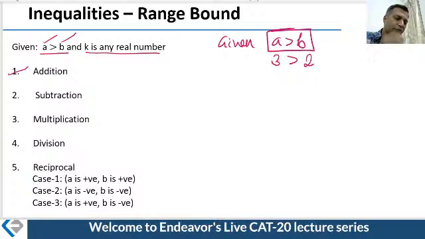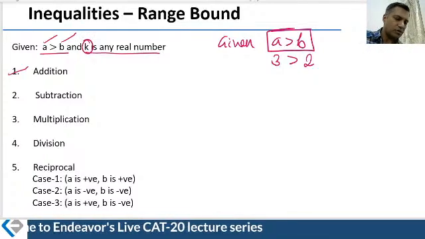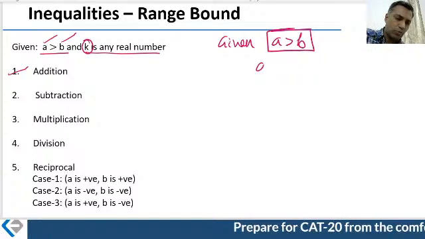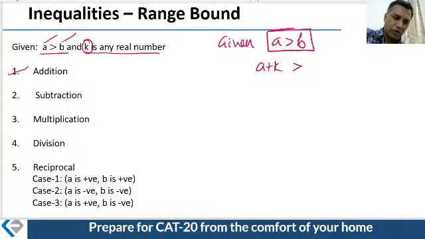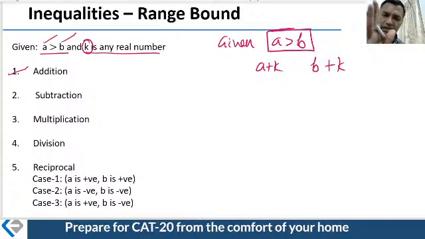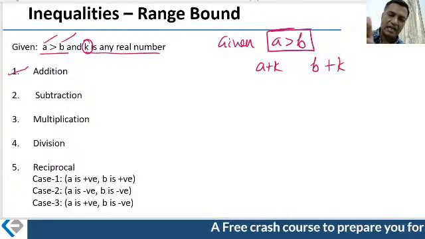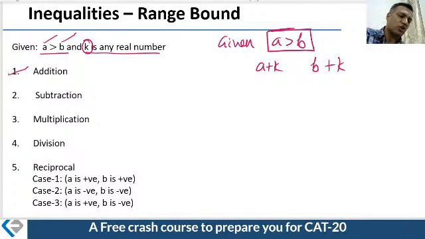Now I have another number K, which is any real number. What if I add K on both the sides, what happens? From your high school, A plus K and B plus K. I knew that A is greater than B, so if I add K on both the sides, K being positive or negative, irrespective of whatever that real number is, the inequality does not change. My point here is that the existing inequality won't change. That's the point I'm trying to make.